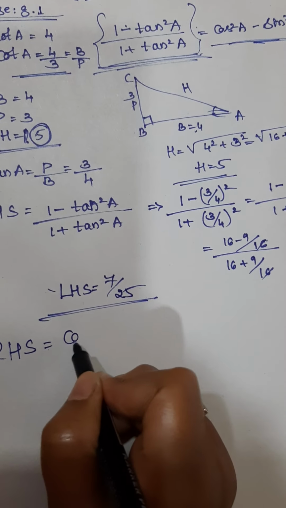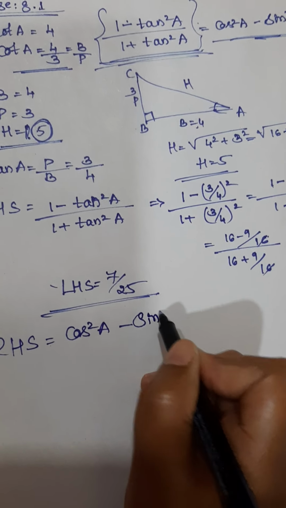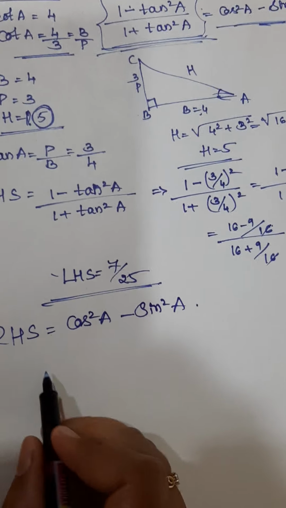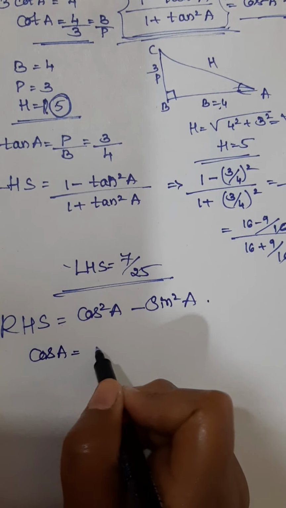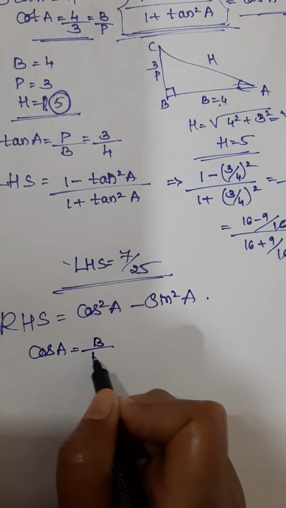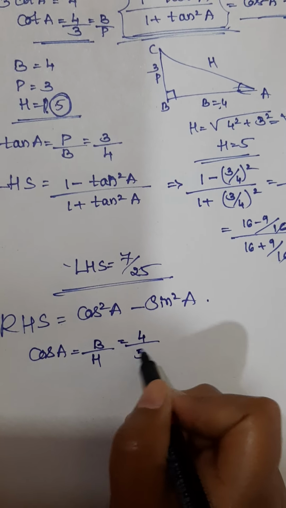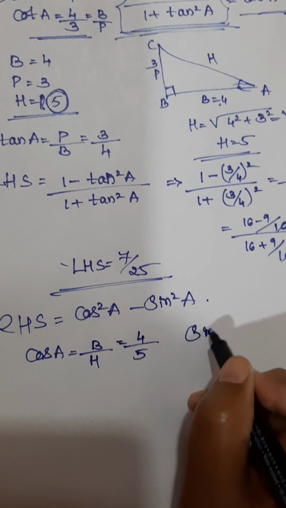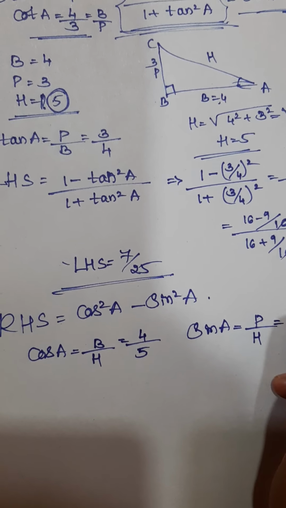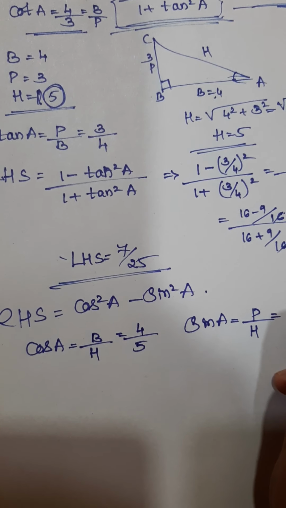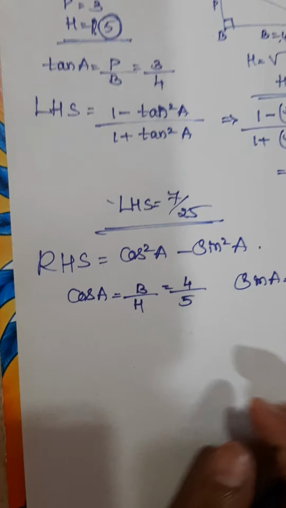So let's see our RHS part. What is that? Cos square A minus sin square A. In this, what is our cos value? What is our cos formula? Cos is B by H, base by hypotenuse. B is 4 and hypotenuse is 5. And what is the sin value? Sin A is equal to P by H. Perpendicular here is 3 and hypotenuse is 5. So let's find out this one.